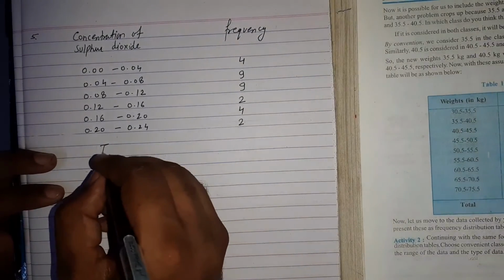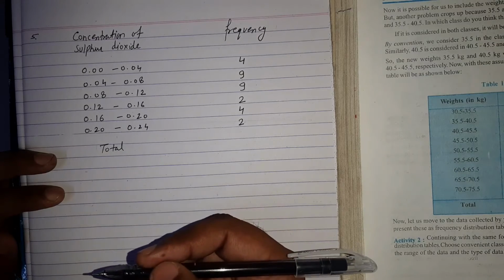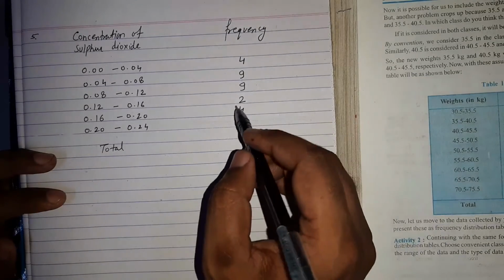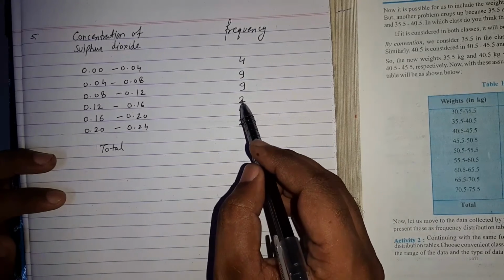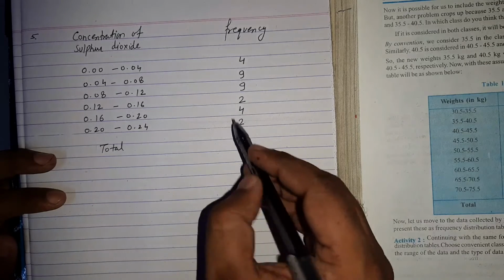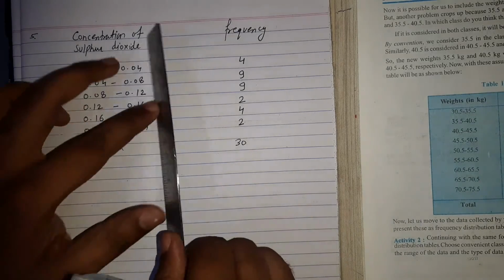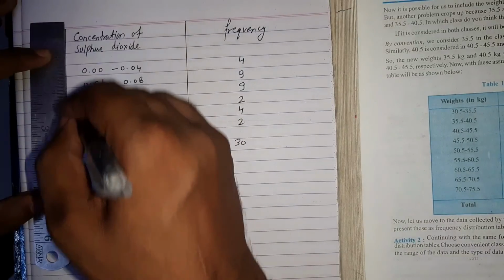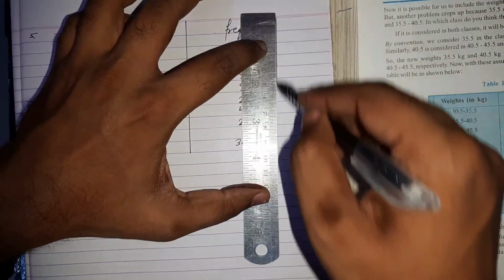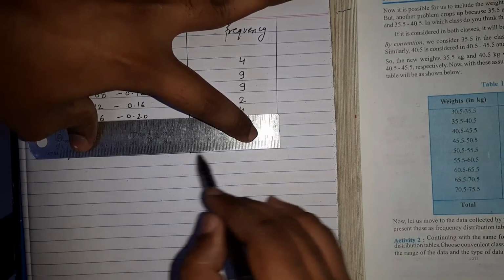You can find the sum of this frequency, then you will get 30, because the 30 datas we are having. The 30 datas are given in the question. So you can see here 4 plus 9 is 13, 13 plus 9 is 22, 22 plus 2 is 24, 28 and 30. It means that we have taken all the data. So this is the group frequency distribution table. The first part we have done.